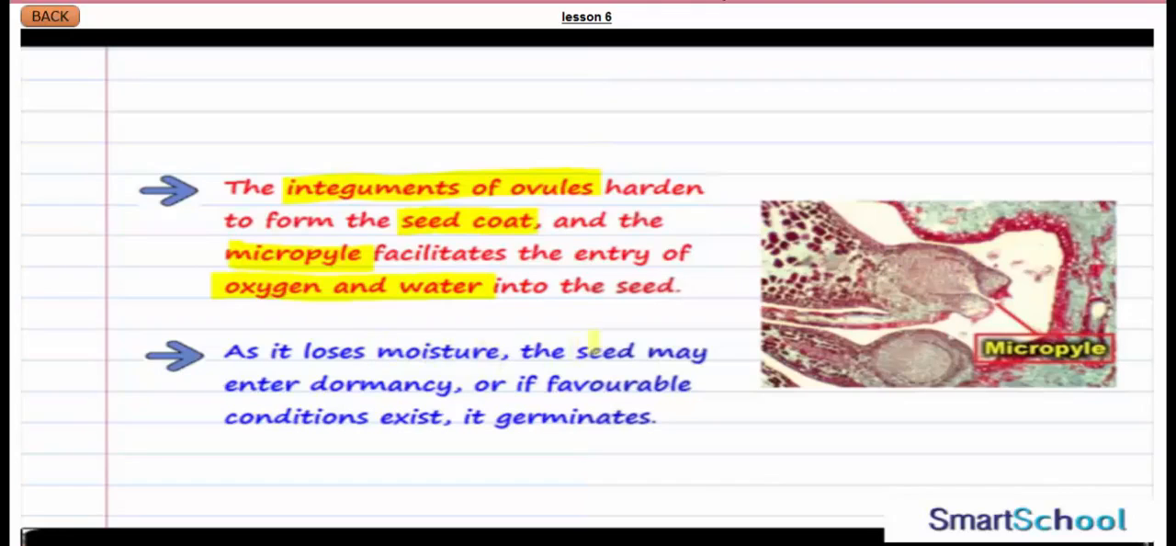As it loses moisture, the seed may enter dormancy, or if favorable conditions exist, it germinates. So as the moisture is lost by the seed, it enters a state of dormancy or temporary death, or if favorable conditions exist, it germinates.